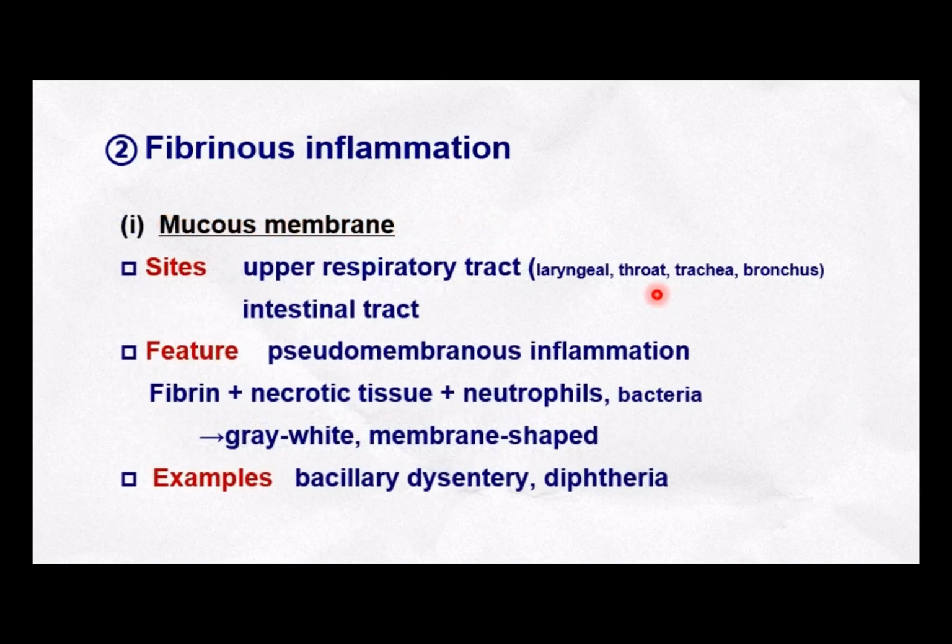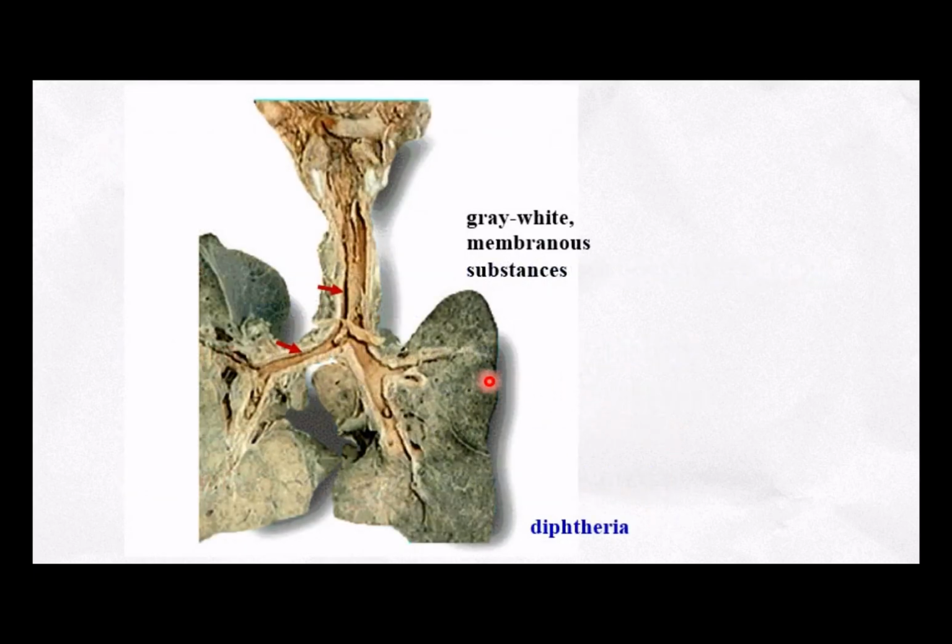Fibrinous inflammation is commonly seen in mucous membranes, such as the upper respiratory tract and intestinal tract. The main feature is the formation of pseudomembranes. Therefore, this kind of disease is called pseudomembranous inflammation. Fibrin, necrotic tissue, neutrophils, and bacteria are mixed and form gray-white membranous substances, and cover the surface of the organ, for example, bacillary dysentery, diphtheria. This picture shows diphtheria of pharynx and trachea.